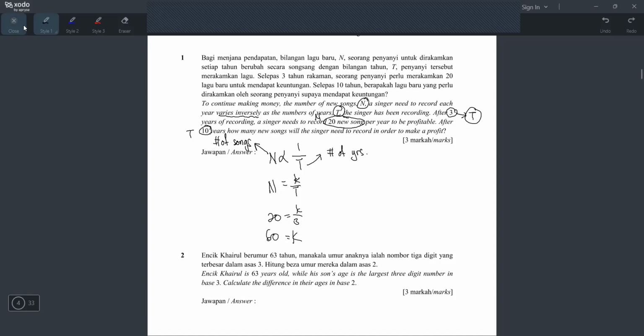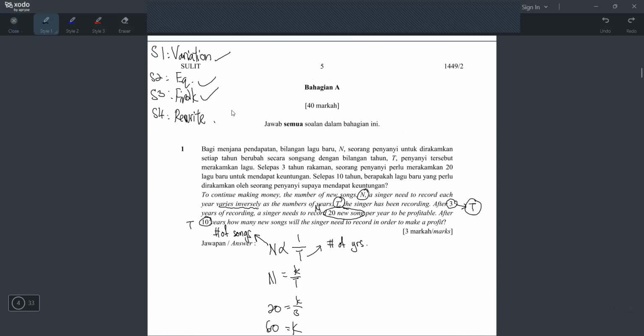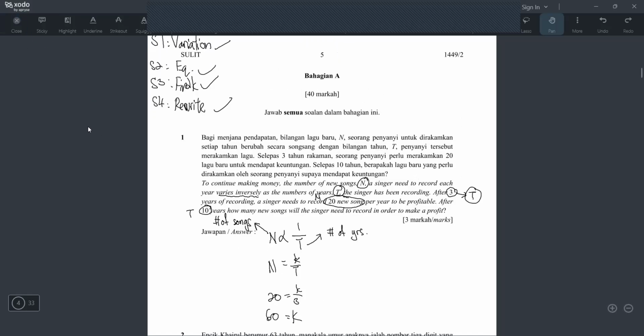And don't forget the next step, which is to rewrite. After you find K, rewrite. When we rewrite, we look back at the equation, N equals K over T, and we write N equals K, which we now know is 60, over T.